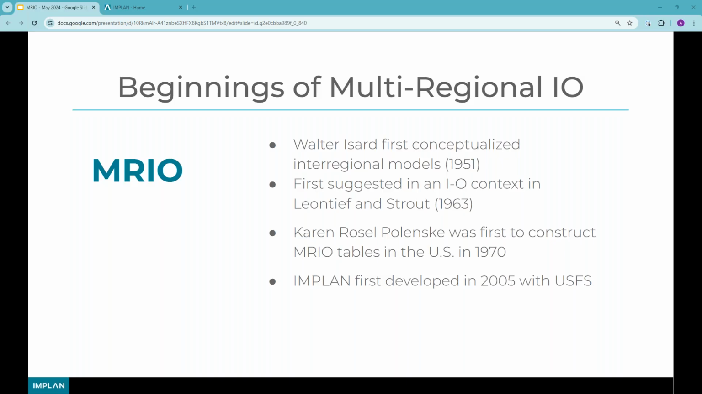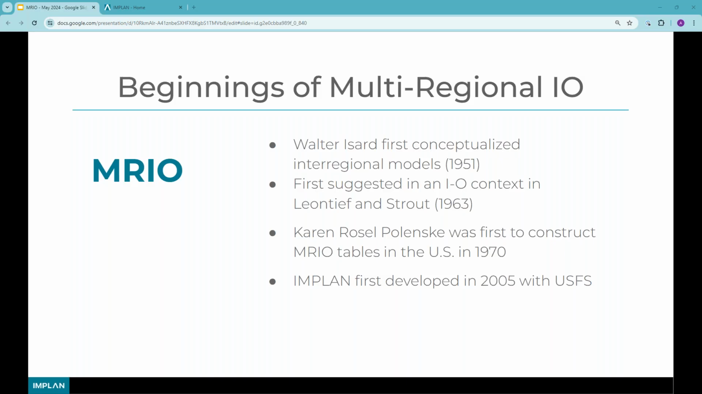Whereas the first disaggregation of a national model into component regions was suggested in an IO context by Leontief and Strout in their book Multi-Regional Input-Output Analysis in 1963. Leontief's interregional system is what we refer to as those balanced models. Everything sums up to the national. So the idea was there, we just lacked the data necessary to accomplish this.